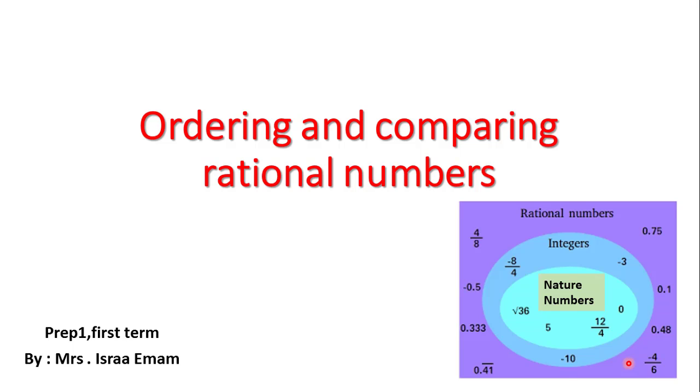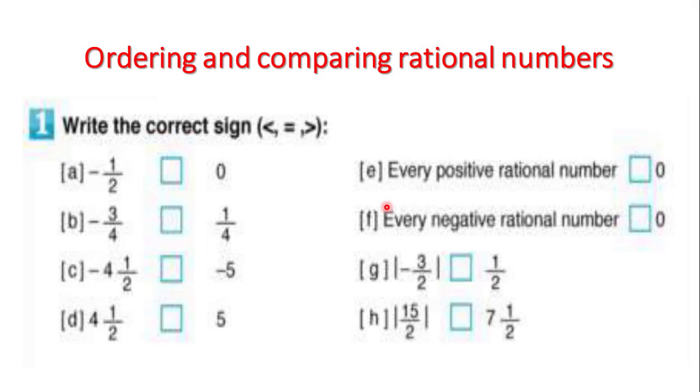Let's continue rational numbers. Today we will talk about ordering and comparing rational numbers. Let's begin with the first exercise. I want to compare between the two numbers by using less than, equals, or greater than. The first one, I have negative 1 over 2 and 0.